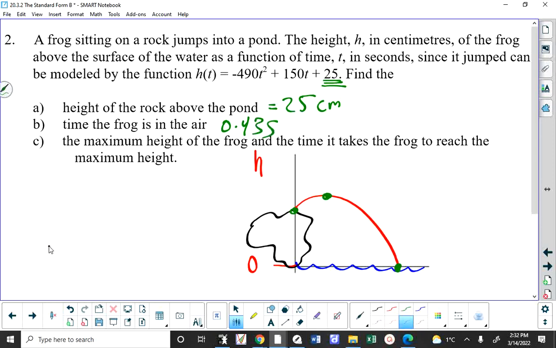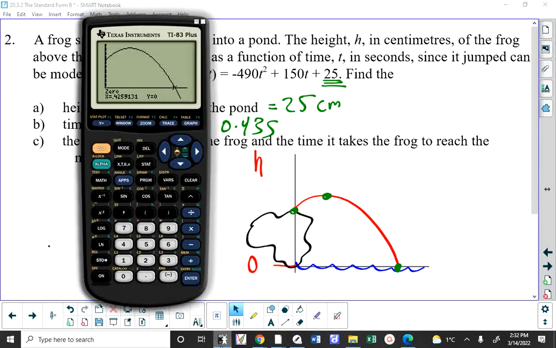What's the maximum height of the frog, and how long after the frog took wing did he or she reach the maximum height? Well, we're going to go to our calculate menu again and choose maximum. Put our cursor to the left. Put our cursor to the right. And then hit enter.